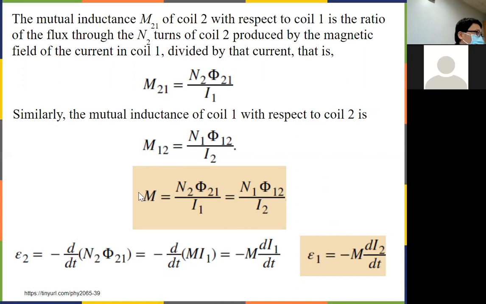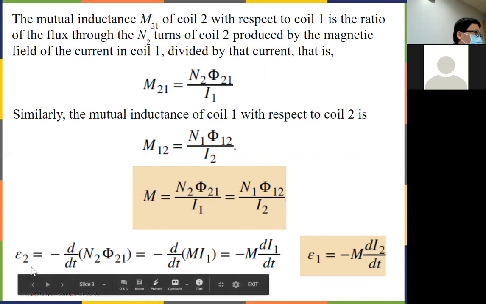This is one of the expressions. For the second one, you can do similarly, delta phi over delta t, to get the epsilon. You can write this as M times I1, so it's equal to minus M, because M is a constant once the coils are given, times dI1 over dt. If you are looking for epsilon 1 due to 2, it's equal to minus M dI2 over dt. So it's the other way around.